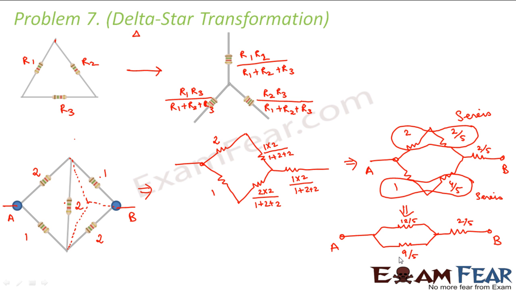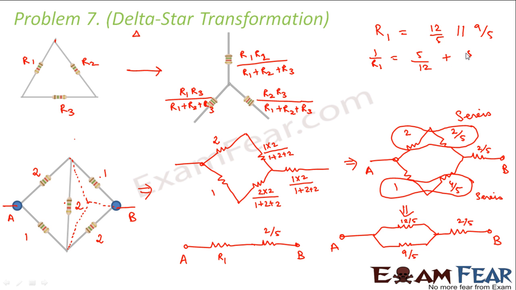So now you have 12 by 5 and 9 by 5 in parallel. So what will be the equivalent resistance of that? You replace 12 by 5 and 9 by 5 and calculate their equivalent resistance. Let us call this R1. R1 is the equivalent resistance of 12 by 5 and 9 by 5, which will be in series with 2 by 5. Right? So let us calculate R1 here. R1 is nothing but 12 by 5 in parallel with 9 by 5. That is, 1 by R1 is equal to 5 by 12 plus 5 by 9.